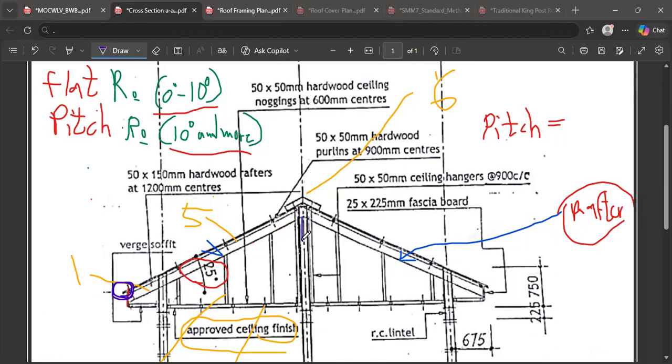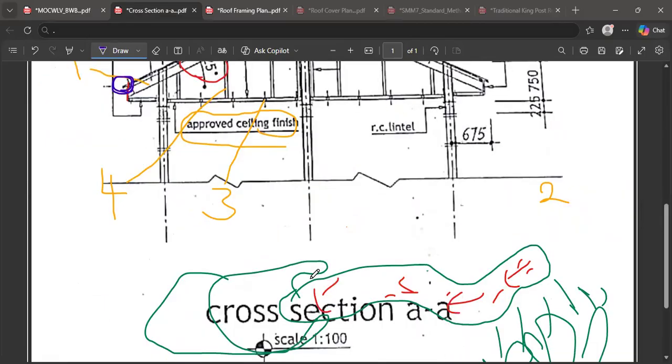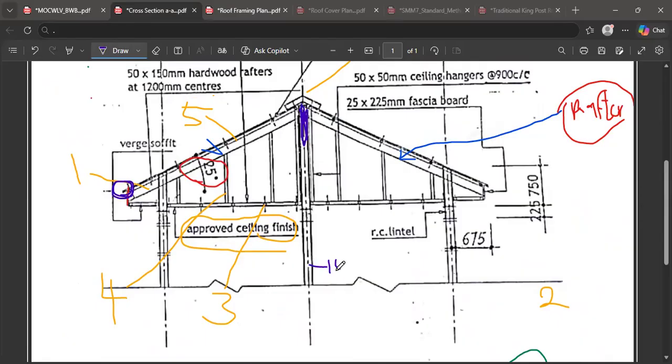So this is the block work over here you are seeing. This is the block work. This is the block work. So we have to less this block work. And the thickness of the block work is what? It's 150 millimeter. Okay, so we have to subtract this block work from the length of the rafter because we want to know the actual length of the rafter.